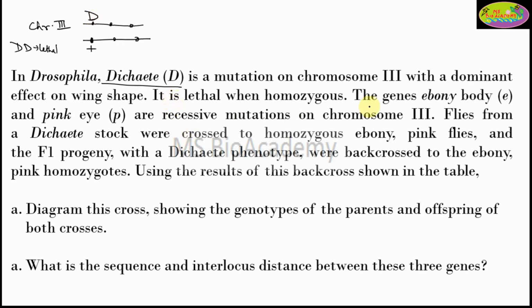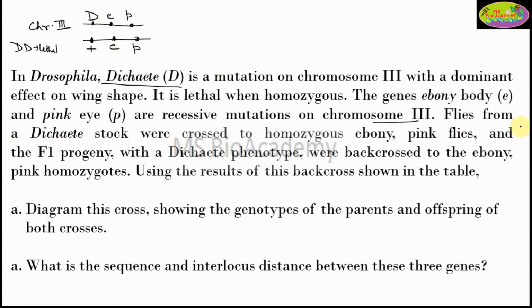The genes ebony body and pink eye are recessive mutations on chromosome 3. So these ebony and pink eye genes are again mutations, but recessive mutations, and they are also present on chromosome 3 only. So let's suppose here they are present on both, so we'll mark one for E and P. Now since they are recessive mutations, we need two copies of each of them in the homologous pair, so we'll write EEPP.